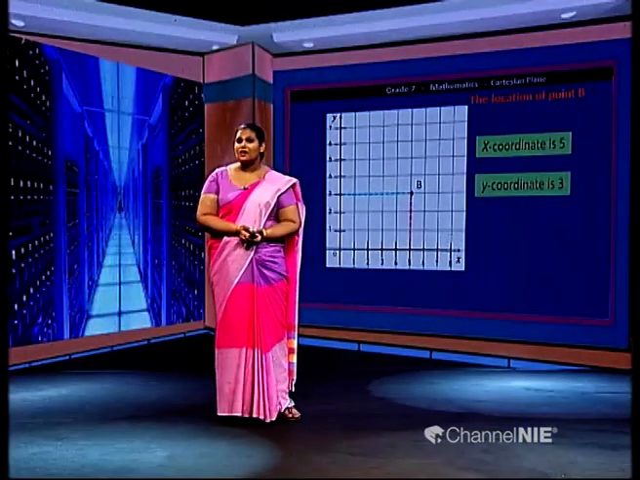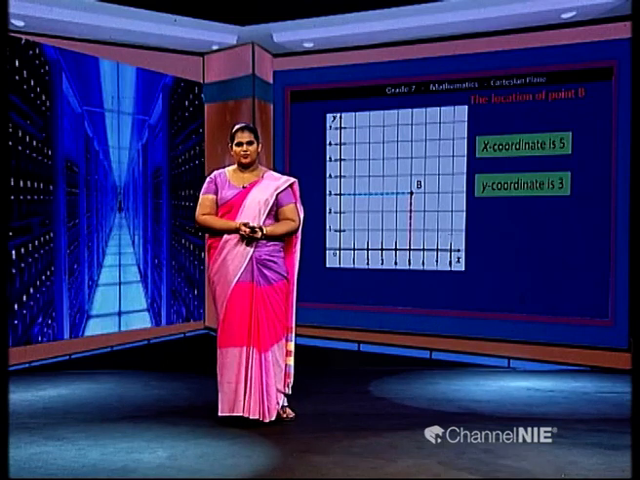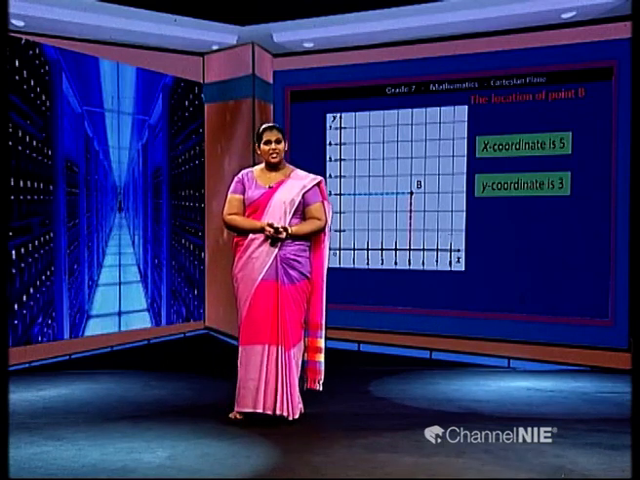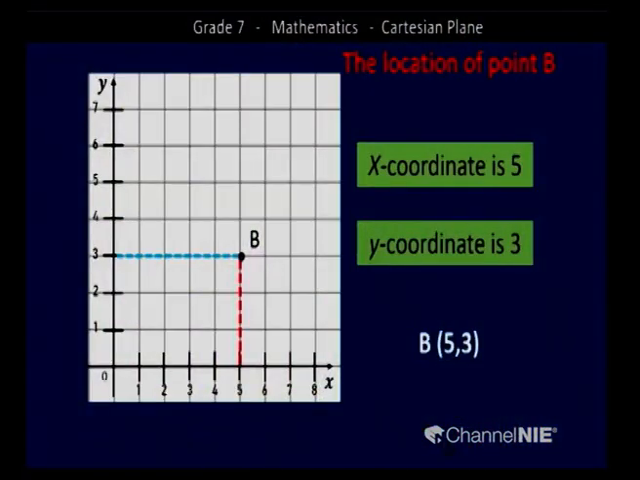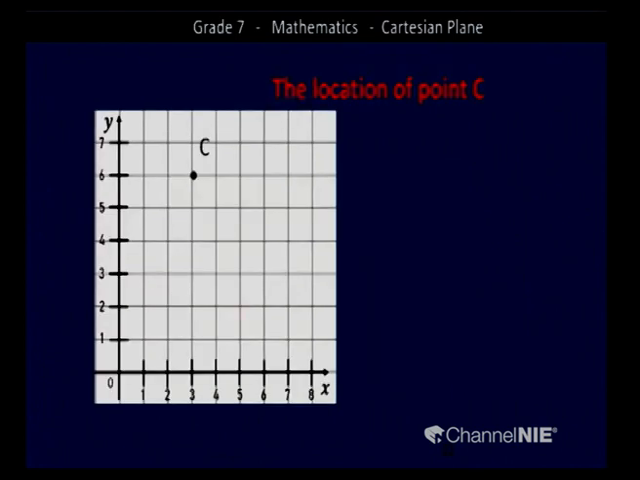Right. Now, we can write the coordinates of this point, because we know the x coordinate and y coordinate separately. When you write the coordinates of a point, first you have to mention the x coordinate, then you have to mention the y coordinate. The coordinates of point B, you have to mention within brackets. The x coordinate is 5, the y coordinate is 3. Therefore, within brackets, (5, 3) should be written. Right. We will move on to another one.